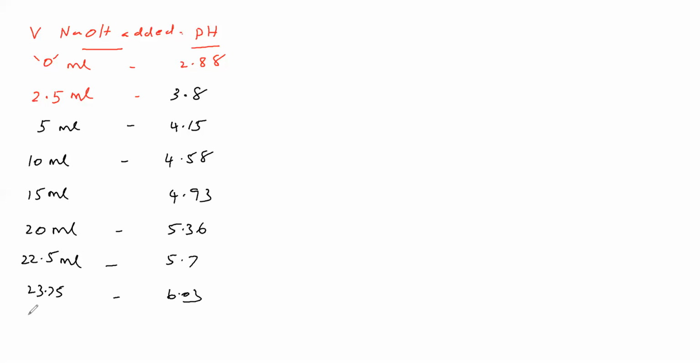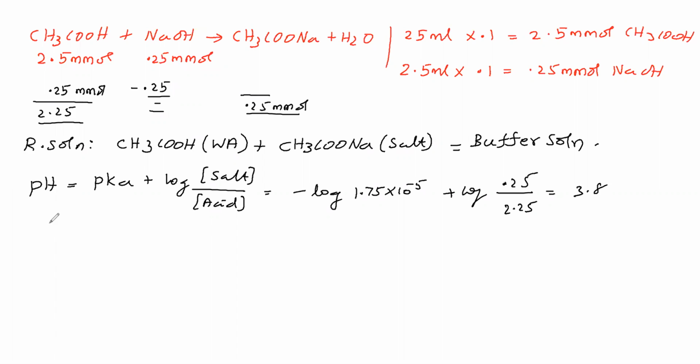Continue adding. So we have reached 24 ml. Here pH is 6.14. Now further we are adding 25 ml. We have reached 8.73. So now we will look at this point, where we have got 8.73. This is the point where 25 ml of sodium hydroxide has been added. That point we will take.